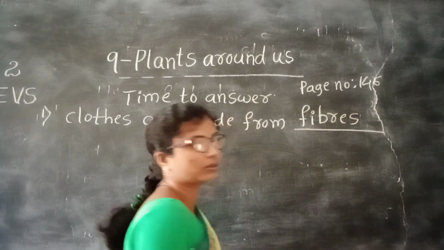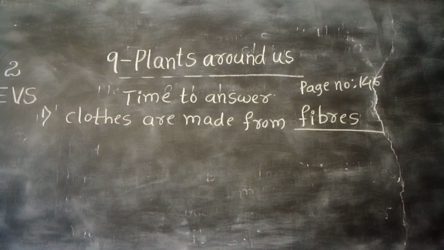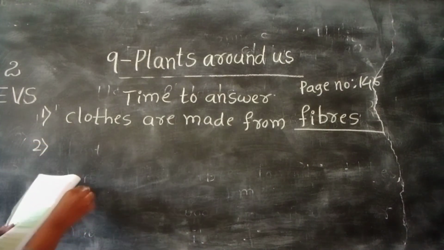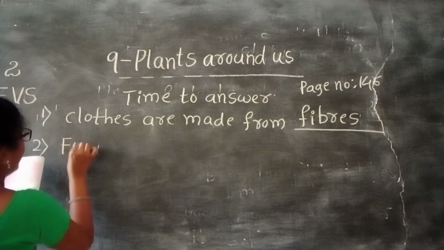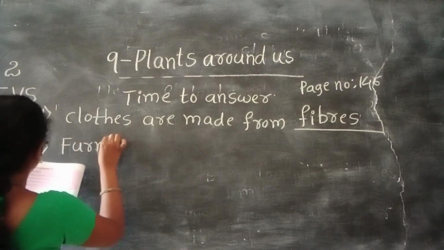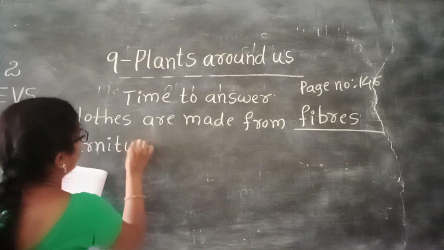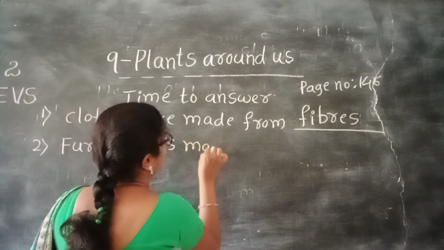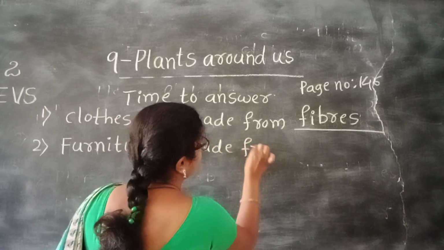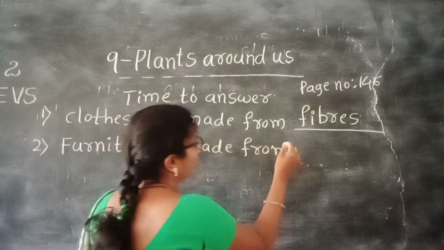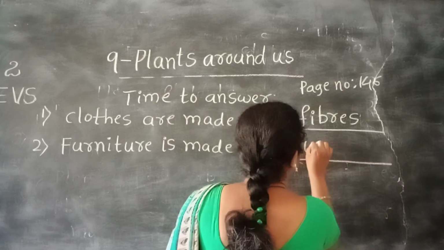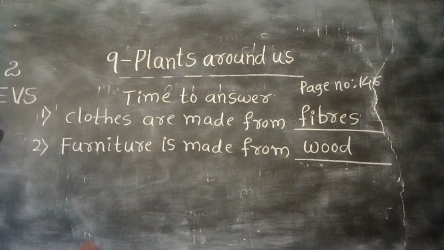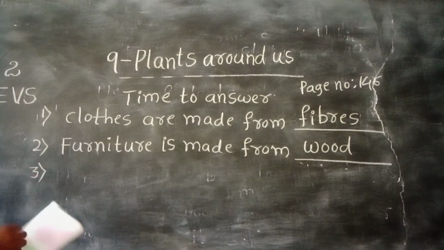F-I-B-R-E-S, fibers, okay? Clothes are made up of fibers. Second one, furniture is made from what? Furniture is made from the wood of the plant. So right here, wood, W-O-O-D. Wood.